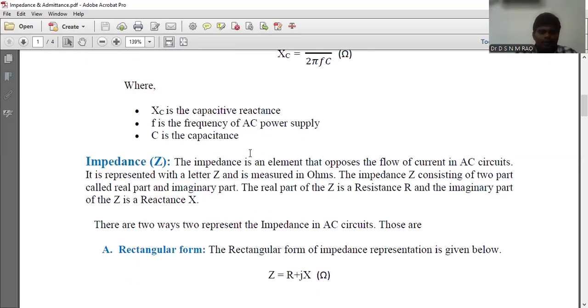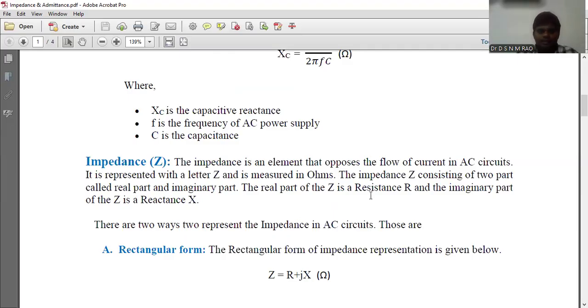Then we will go to impedance. What is impedance? Impedance is the element that opposes the flow of alternating current in AC circuits. It is also defined as the ratio of voltage to current in AC circuits. Another definition: impedance is the combination of resistance and reactance. It is denoted by the letter Z and measured in ohms.